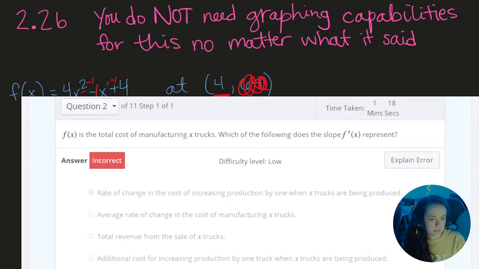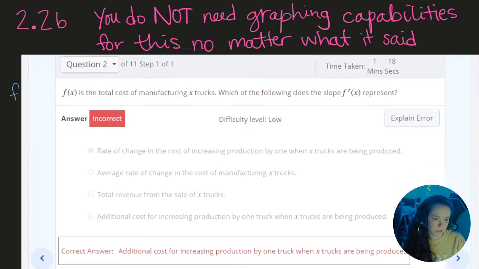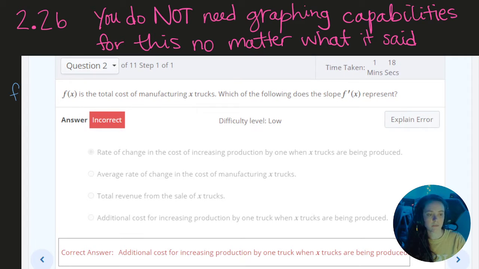Okay. I got this next one wrong, and it's a word one, and the word ones were kind of difficult for me to grasp at the time because of the way they were worded. So we're going to go over it anyway. So it says f of x is the total cost of manufacturing x trucks. Which of the following does the slope f prime of x represent? Well, it's not going to be the total revenue because we're not even talking about revenue in this case. We're only talking about cost. And if anything, it would be the marginal cost, which we had not even learned about yet.